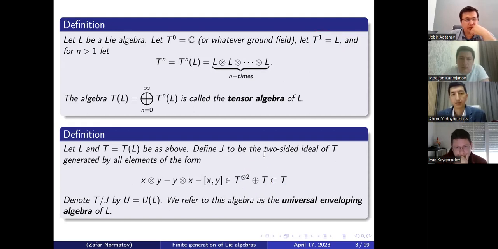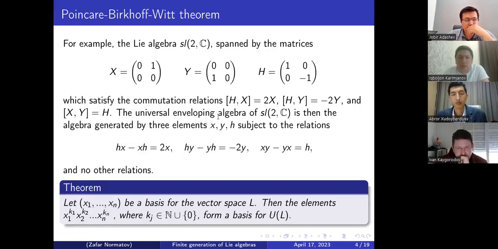Next. Example: the Lie algebra SL2 is spanned by the following matrices. We have the following multiplication for these matrices, and the universal enveloping algebra of SL2 is then the algebra generated by three elements subject to these three relations and no other relation.